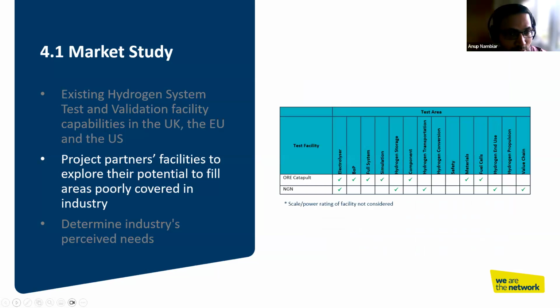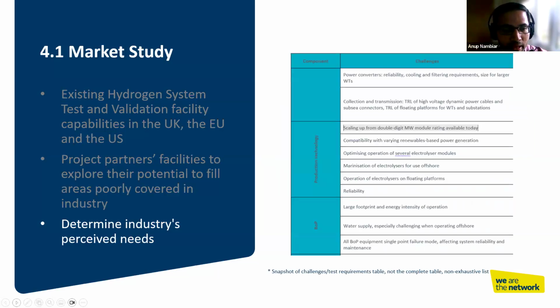And we extended that work to look inwards at our own testing capabilities, both at ORE Catapult and NGN, and came up with a similar matrix of capabilities. The next part of this task was to gauge what the industry's perceived needs are in the hydrogen system testing space.